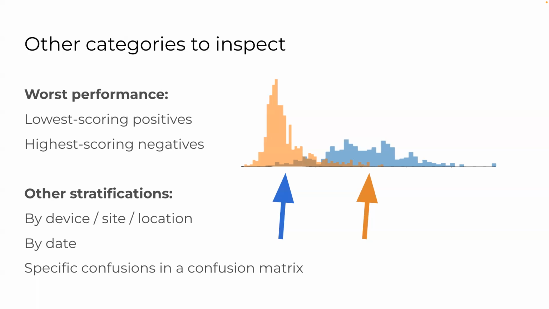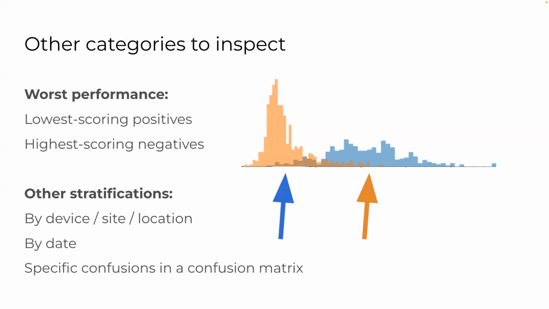Okay. So yeah. So how do you stratify your samples, right? So we talked about looking at the lowest scoring positives. In the histogram, that's the left tail of the blue samples, right? The highest scoring negatives. Why is it giving really high scores to some of those orange samples that are in the right tail, right?